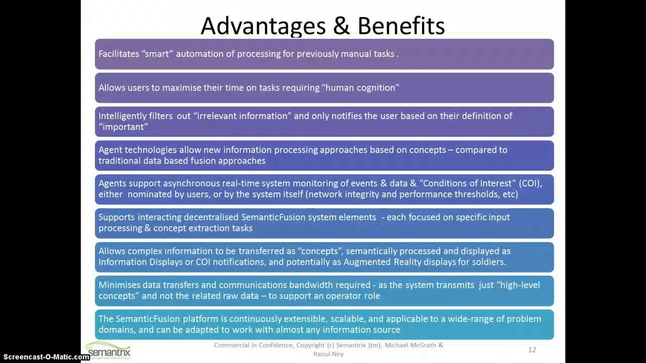So the advantages and benefits of the system. Smart automation allows users to maximize their time on tasks requiring human cognition, automates a lot of the processing, filters out irrelevant information, and tells you when you've got something which is relevant to what you've indicated is important. Agent technologies, new information processing approaches, semantic web technologies, integrate your legacy systems, do smart things, have agents monitoring the information of concern to you all the time, looking for changes or sets of circumstances, i.e. conditions of interest or scenarios becoming true, and then trigger off appropriate response.